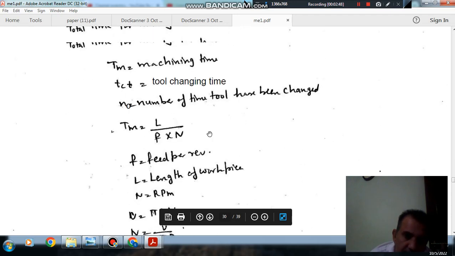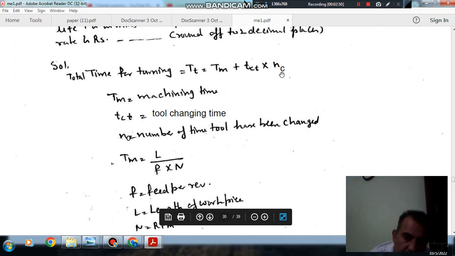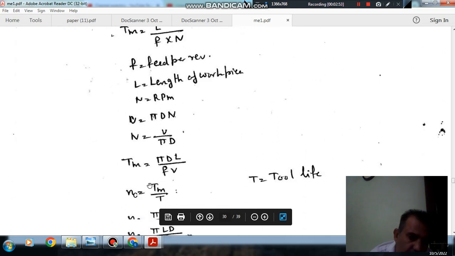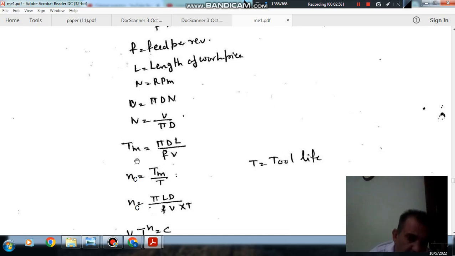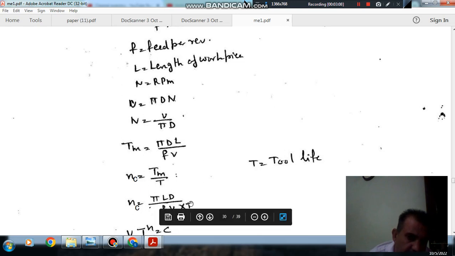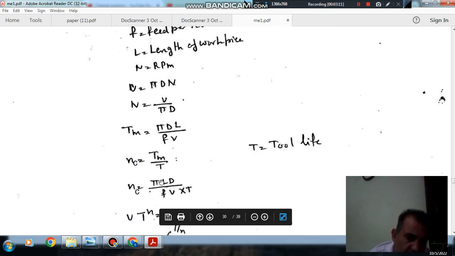Now the other term is Nc. So Nc is your number of times the tool has to be changed. We have determined the machining time Tm, and if we divide it by tool life, then it will be the number of times the tool has to be changed. So it will be pi L D divided by F V, divided by T. It's the number of times the tool has to be changed.